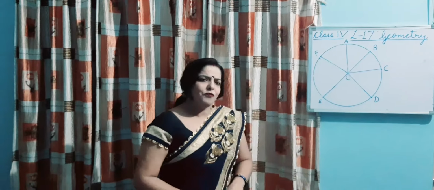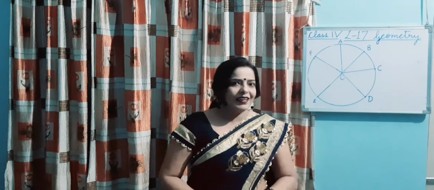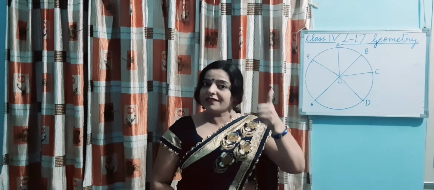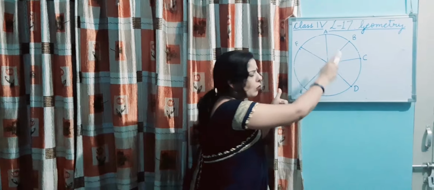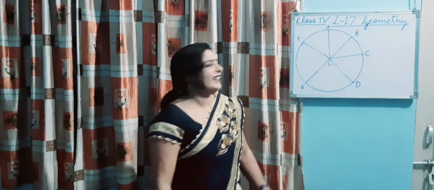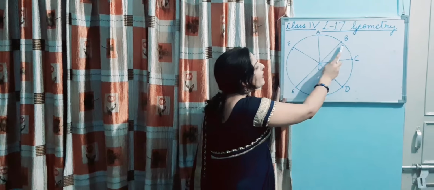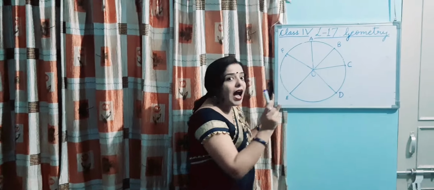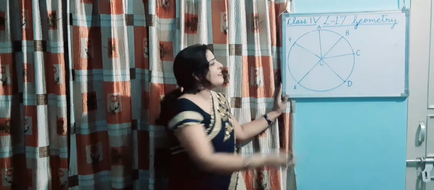So now we can define circle in 3 ways, 3 points. First thing, circle is a simple closed curve. Second thing, it has no sides and no corners. And the most important thing, that all the points on the circumference are at the equal distance from the center.